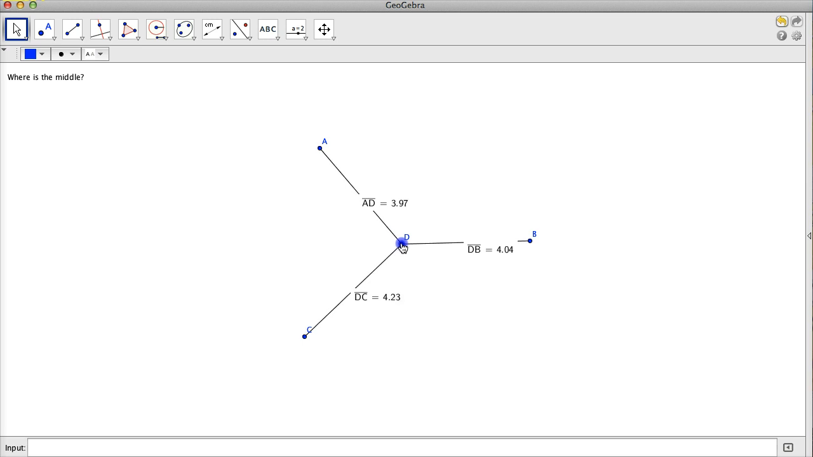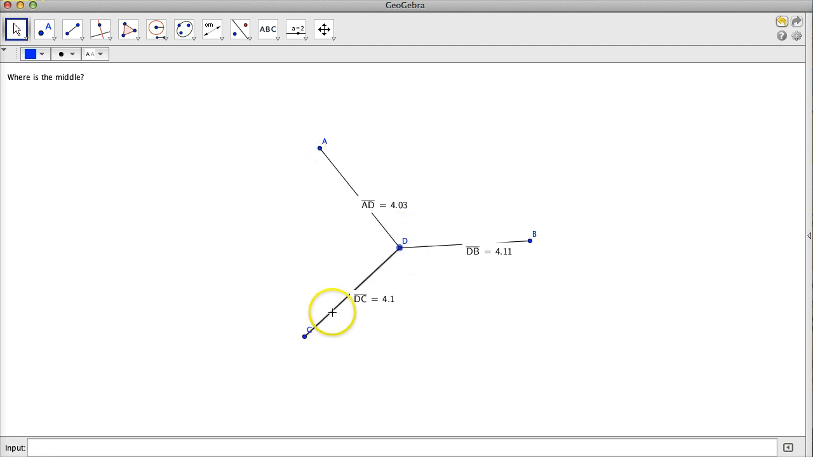And there we go. It's so hard to get all these in the same place. Try to take this one down. 4.05, 4. So it's not easy. Oh, that's close. That's probably as close as I'm going to get, within about a tenth of each other. So there, that's about the middle. This point D is in between A, B, and C.